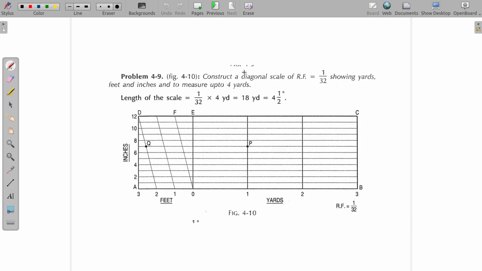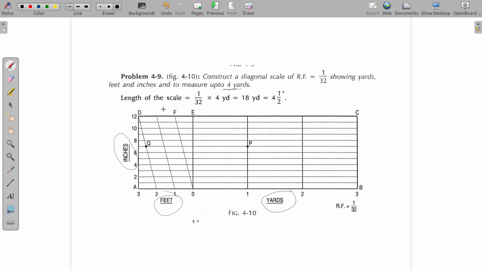Let's consider one last example. In this case you are being asked to construct a diagonal scale of representative fraction 1:32 showing yards, feet and inches. So you have to show yards, feet and inches. This is slightly different because you need to know how many feet is 1 yard, and how many inches is 1 foot. In case you don't know, 3 feet is 1 yard, 12 inches are 1 foot. So here you need to measure up to 4 yards, right?